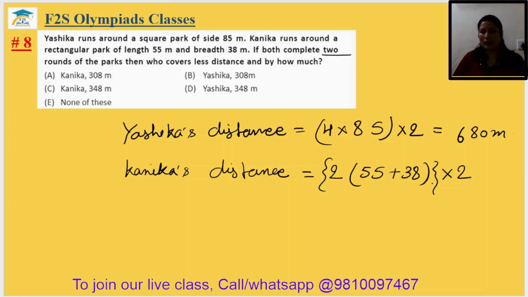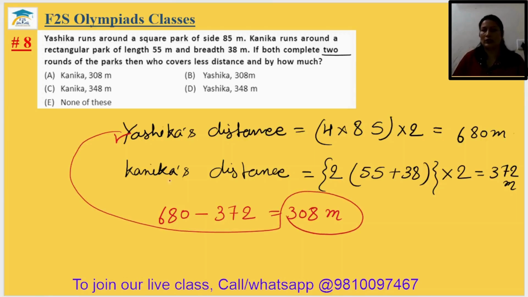So after simplification, you will get 372 meter. Okay? So who has traveled more distance? Who has covered more distance? So you can see Yasika has covered more distance. And by how much? So 680 minus 372, that is your 308 meter. So we can say Yasika is more with 308 meter. It is in the option number B. Eighth answer is option B.